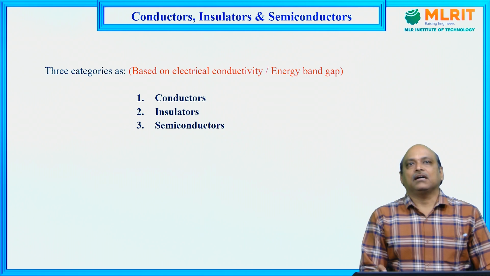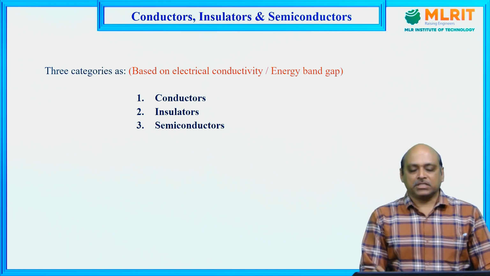Now here, what are conductors, insulators, and semiconductors? All these three are materials only, that we know. Now how can we differentiate these three materials as three different types based on some criteria? The criteria that we are following here is electrical conductivity. Based on the materials' electrical conductivity, or we can also say based on the energy band gap of the materials, materials are classified into three different types: conductors, insulators, and semiconductors.